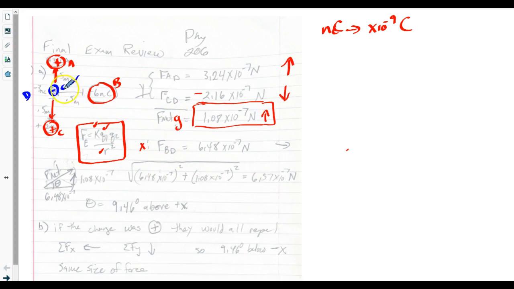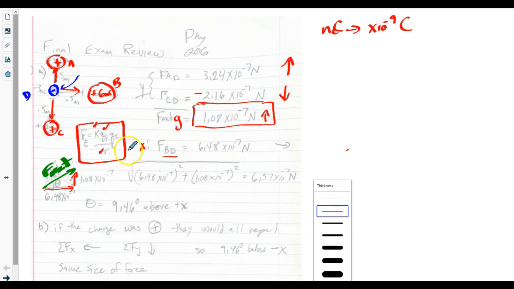For the X direction, there's only one, so there's just this pull going to the right from the positive 6 nanocoulomb charge. When I plugged in the same equation with the values specific for that interaction between B and D, I got 6.48 times 10 to the -7. So I have 6.48 times 10 to the -7 going to the right. I have 1.08 going up, and we want to know what's the net force acting on our object.